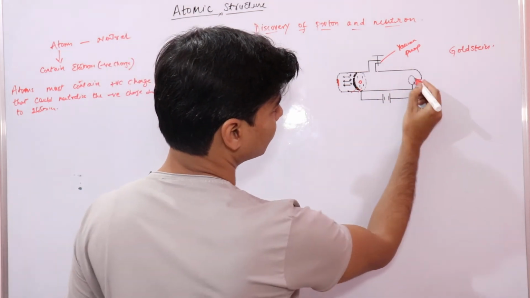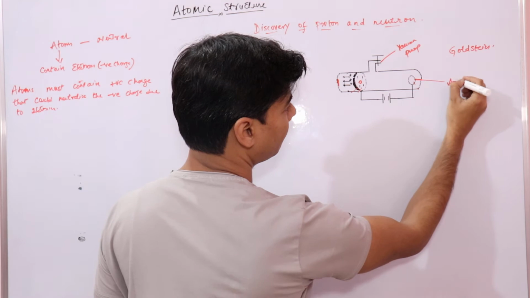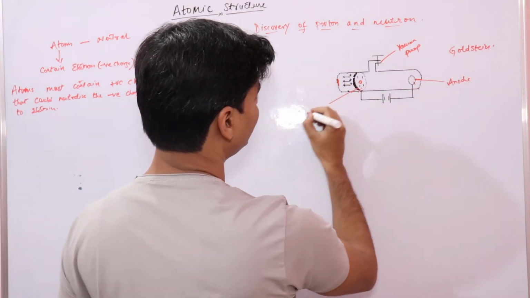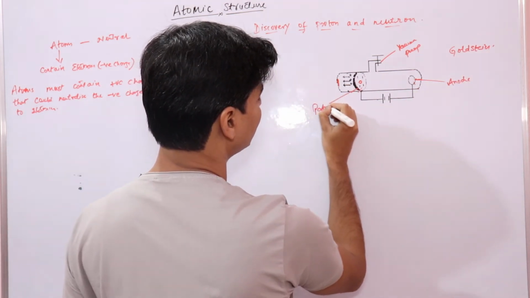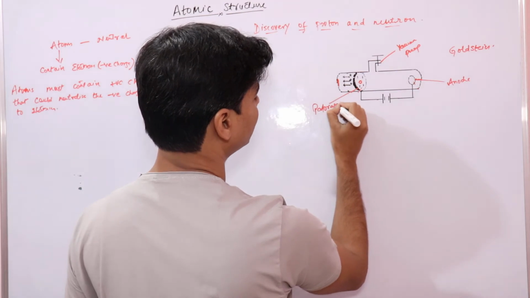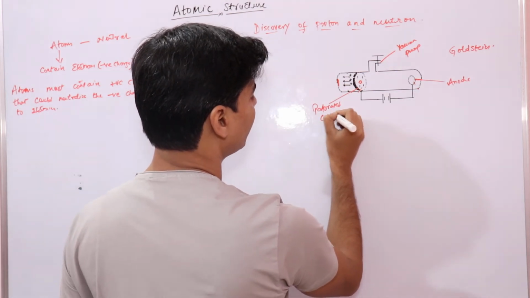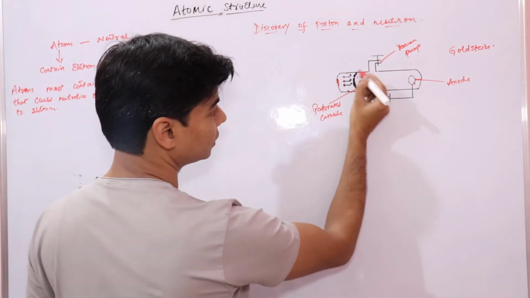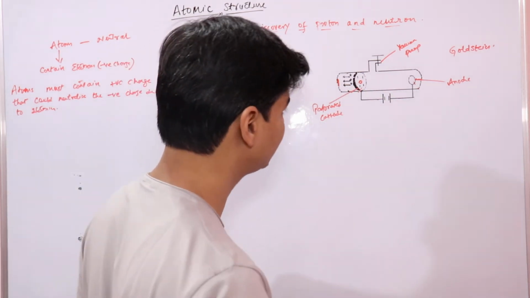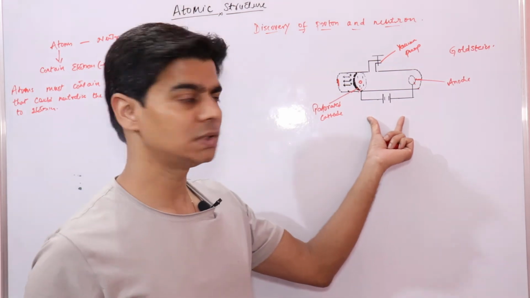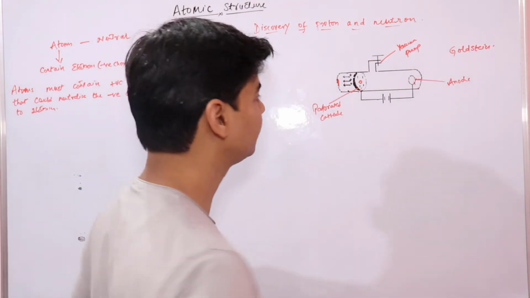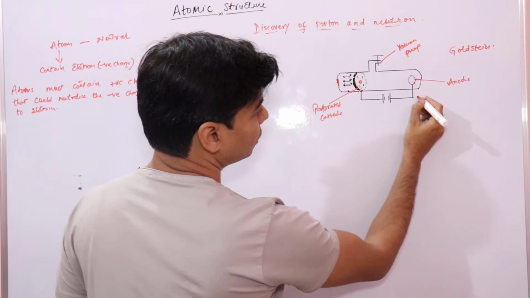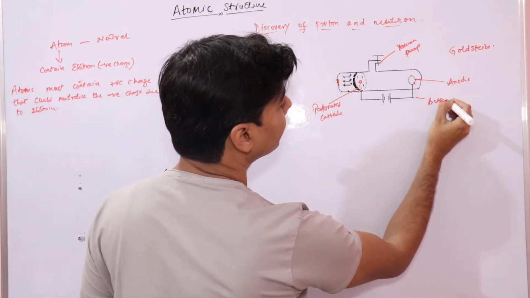And we have this anode. And here we have this perforated cathode. We call it a perforated cathode because it has a hole in the center of it. In the center of this cathode, we have a hole inside. And this is the battery that is used to apply high voltage.